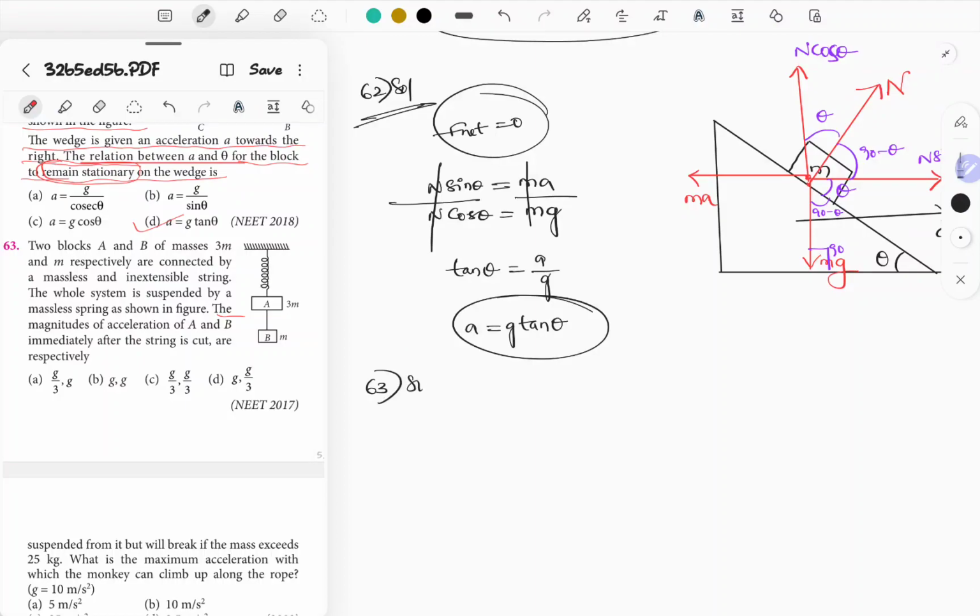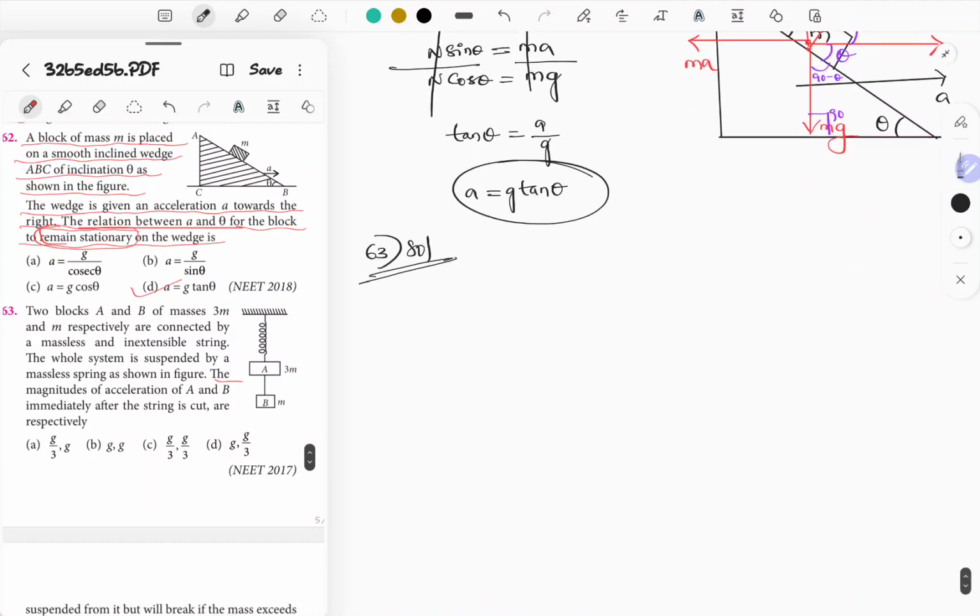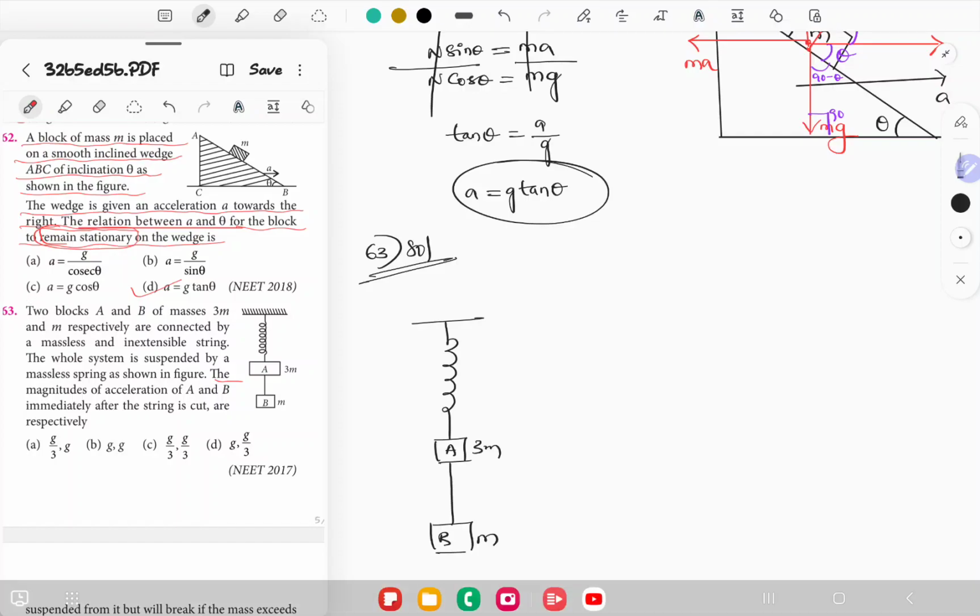This is a very interesting and somewhat tricky question. Try to understand, guys. They have given a diagram like this. Let me represent that. This is how the two-block system is given. Block A's mass is 3m and block B's mass is m. This is a spring system. First they are initially connected. Let me read out the question.